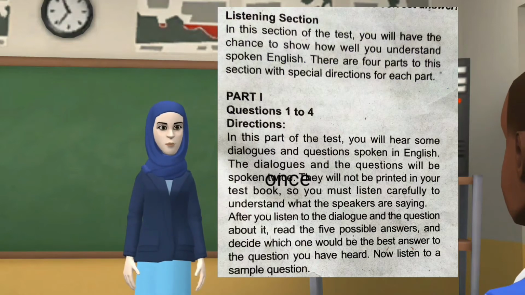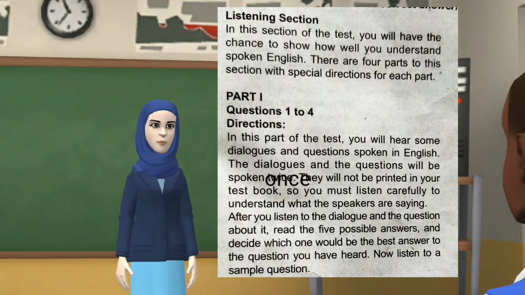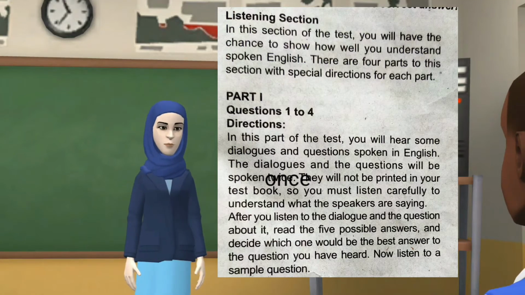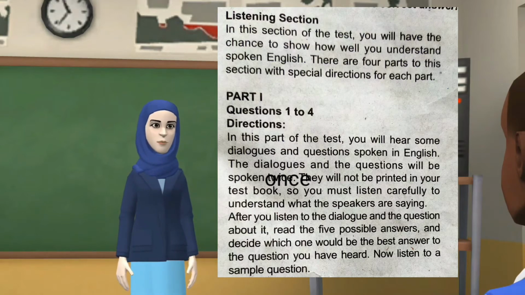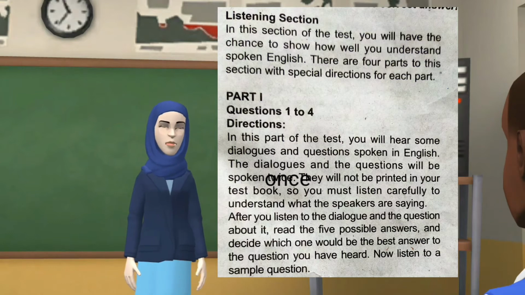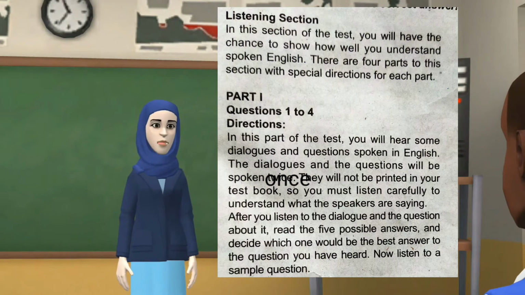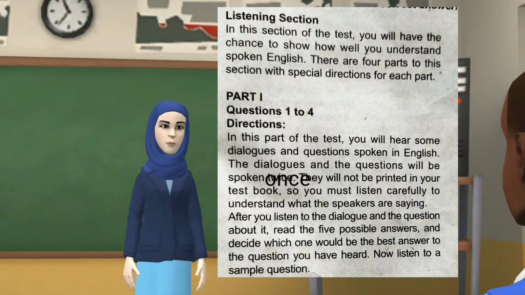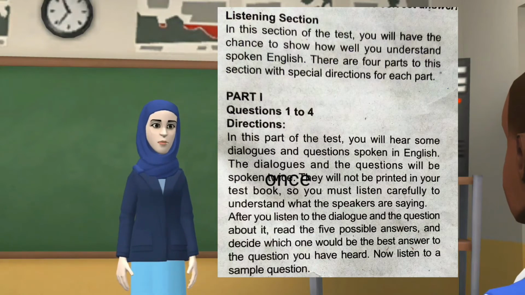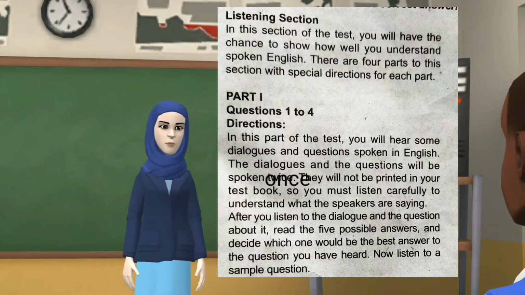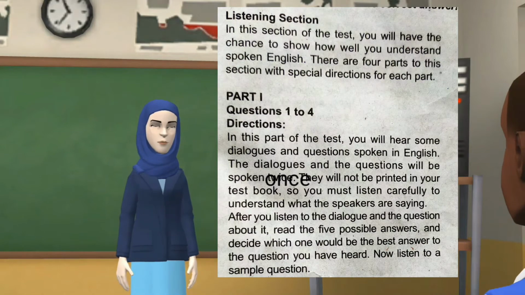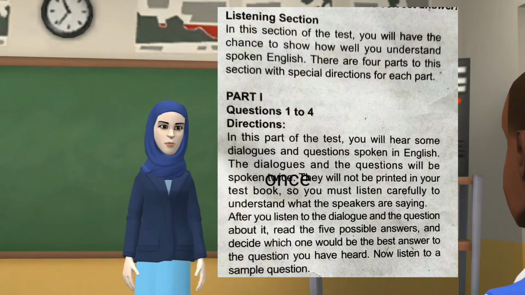Directions. In this part of the test, you will hear some dialogues and questions spoken in English. The dialogues and the questions will be spoken once. They will not be printed in your textbook, so you must listen carefully to understand what the speakers are saying. After you listen to the dialogue and the question about it, read the 5 possible answers and decide which one would be the best answer to the question you have heard. Now, listen to a sample question.